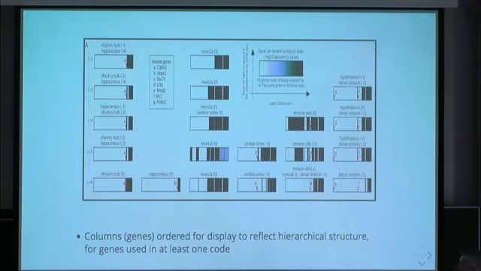Here we can look at the column enrichment that we've ordered by display, and we can look at how the genes are divided up or represented by particular pathways or particular codes as we add more and more codes into the model.